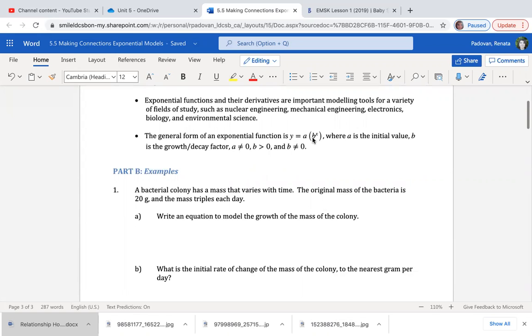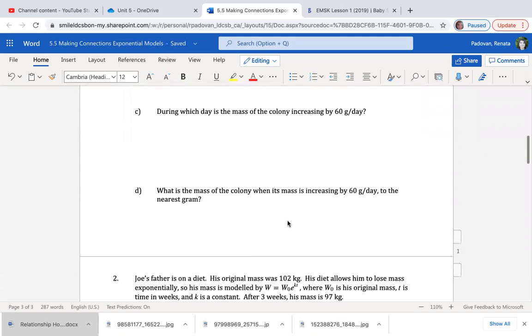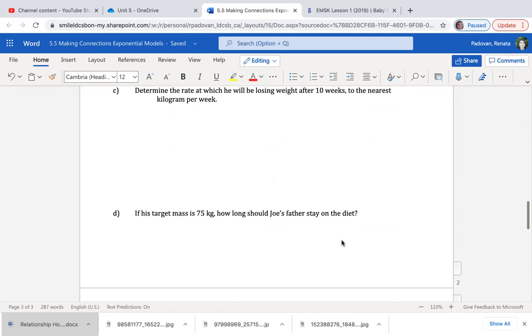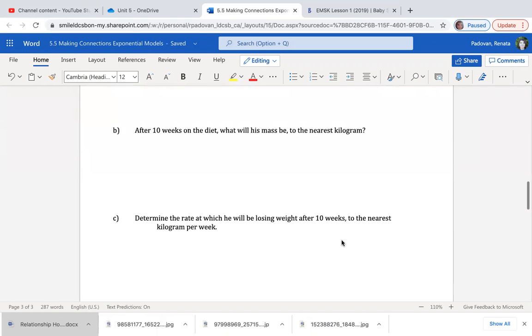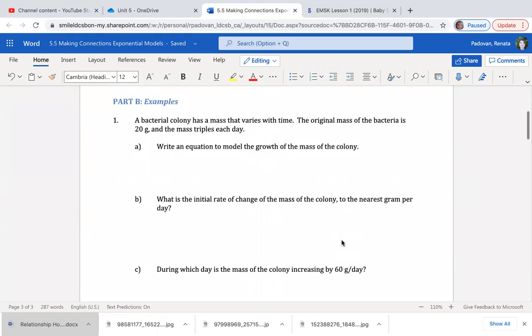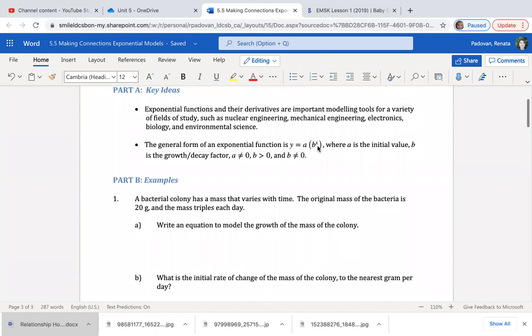Okay. So looking ahead here, we've got one example that talks about a bacterial colony, and then a second example of a father being on a diet. And that's it, 2 questions. Our first question will be using an example with a base of b, following along with exponential growth or decay, we'll see. I think it ends up being an exponential growth question. And then number 2 is an example with a base of e, to look at both.